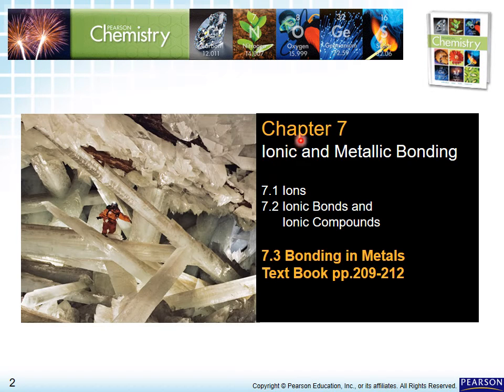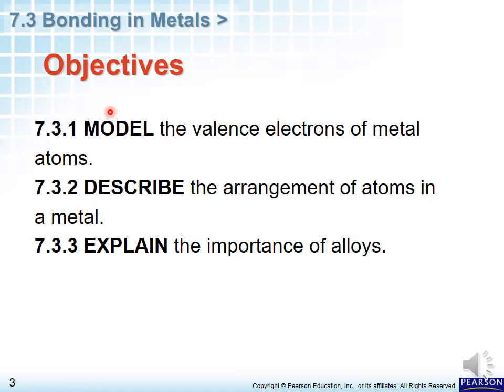This week we will study chapter 7, ionic and metallic bonding, lesson number 3, bonding in metals. For reference, textbook pages 209 till 212. So please open textbook page number 209. In this lesson our main objectives are to model the valence electrons of metal atoms, describe the arrangement of the atoms in a metal, and explain the importance of alloys.